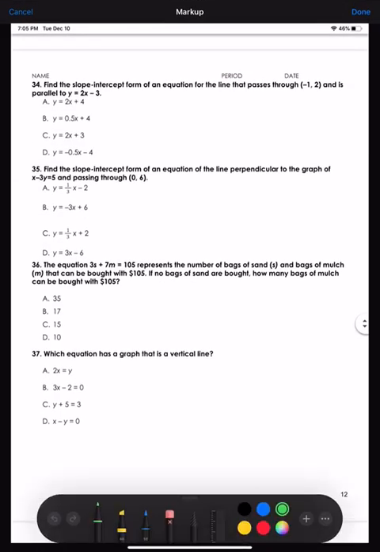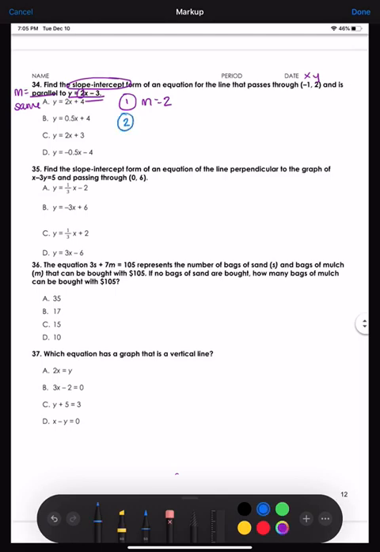Okay, 34 says, find the slope-intercept form of an equation for the line that passes through (-1, 2) and is parallel to this line. So slope-intercept form, y equals mx plus b. It's giving me a point, and it's telling me that it's parallel, meaning the slope is going to be the same as this line. So first thing I want to do is figure out what the slope is. Well, if it's the same as this line, it's y equals mx plus b, the slope must be 2. So that was pretty easy. You just have to remember that.